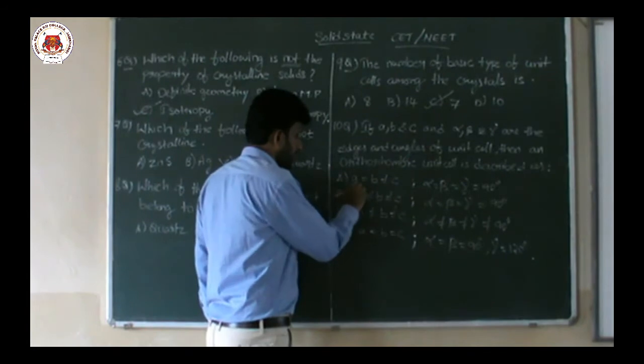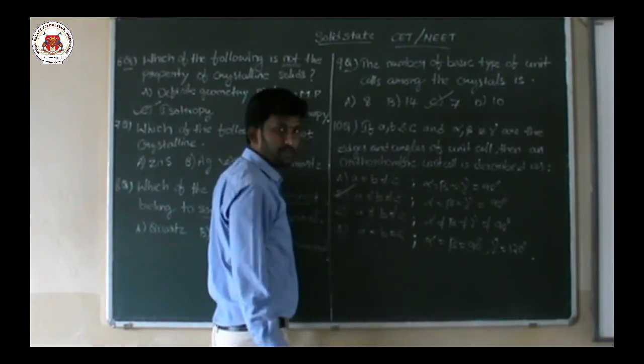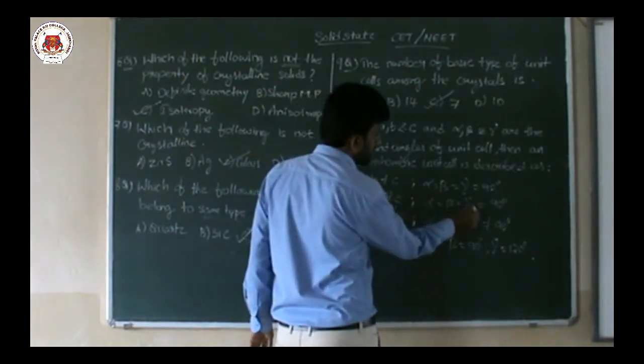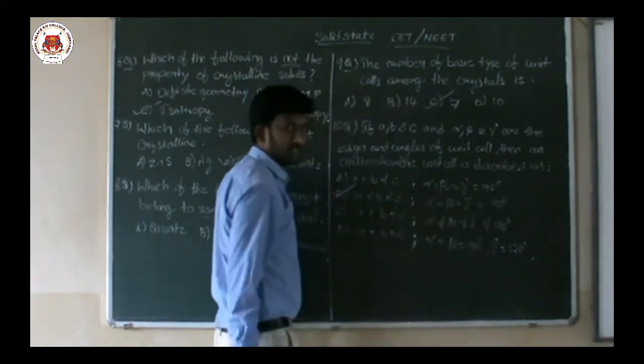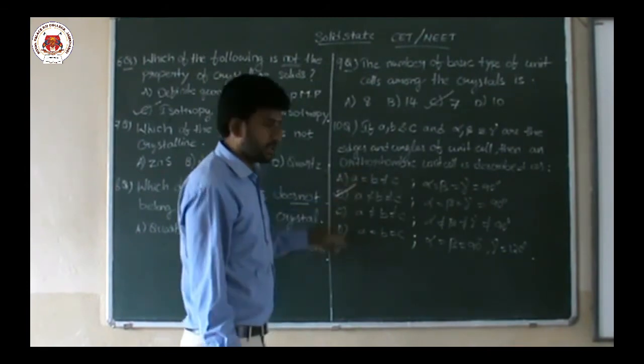a is not equal to b is not equal to c. Alpha equal to beta equal to gamma equal to 90 degrees. That describes the orthorhombic crystal. Okay, so with this we will continue next.